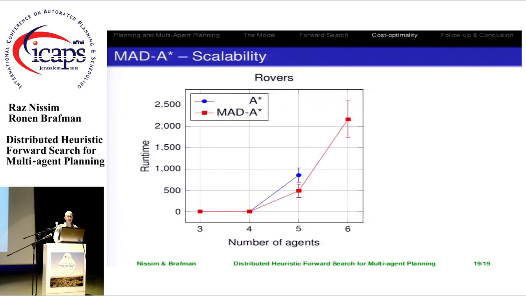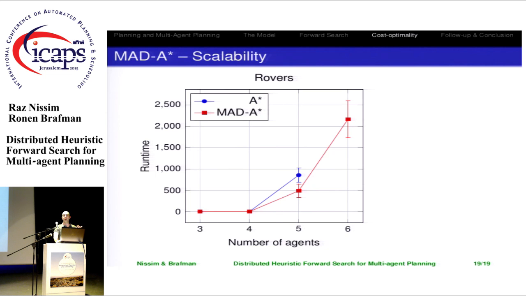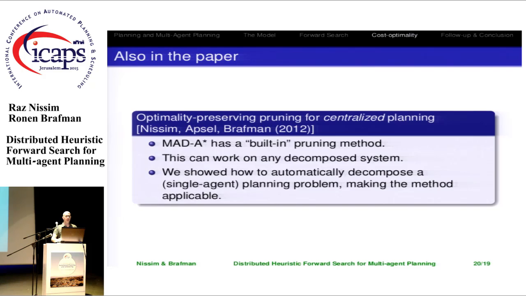Okay, I'll skip the scalability results, but we're not so good when it's tightly coupled, better when it's loosely coupled. Also in the journal paper, you can find our result about this pruning that is an inherent quality of this distributed search. But we also showed how to use this in single agent search.